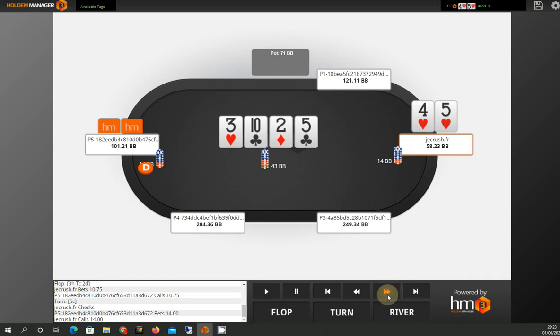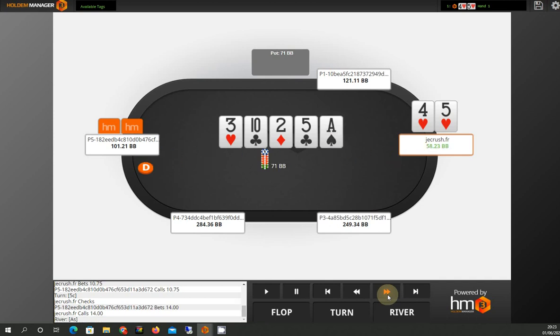And now the most interesting spot comes on the river because an ace comes, and this ace is a very dynamic card. It could be more dynamic if it was the ace of clubs, for example, but it's fine. And the question was, should I check or should I bet? And if I bet, how much should I bet?